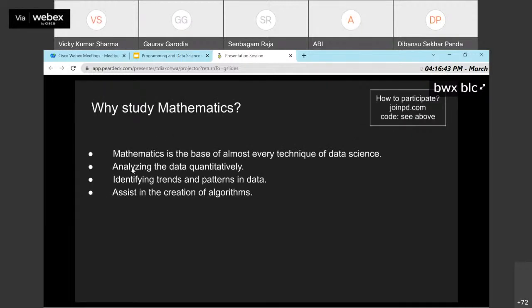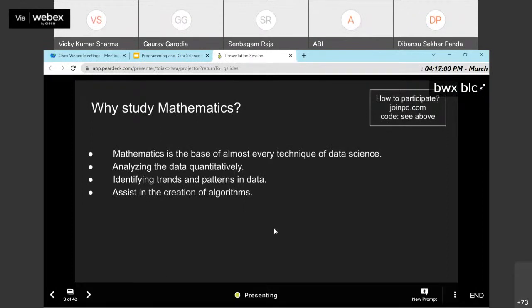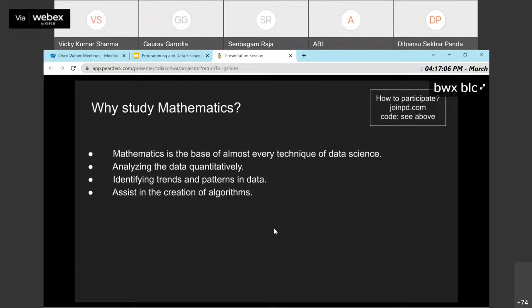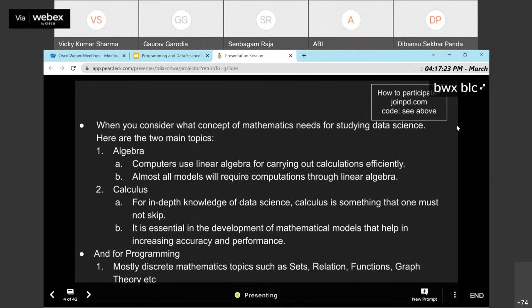So why mathematics? Mathematics is the base for almost every technique of data science, or even if you are doing programming. Programming is a technical thing, and to understand that technicality, you need mathematics. Also, when you want to do quantitative data analysis, again maths comes in. If you want to identify certain trends and patterns in data, again you need maths. If you want to create algorithms, again you need mathematics. That is just a small thing, I don't want to drag it on. I just wanted to tell you the importance.